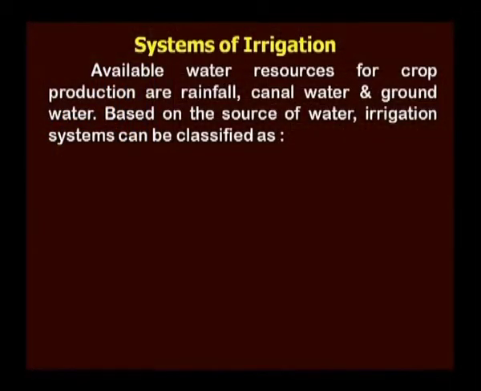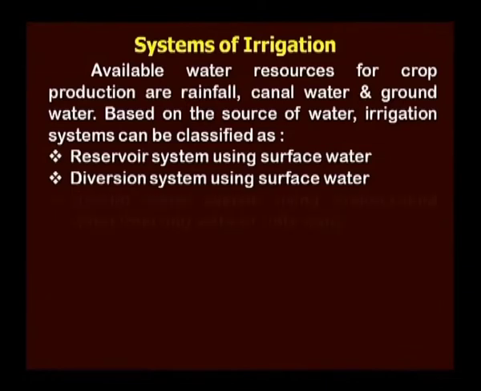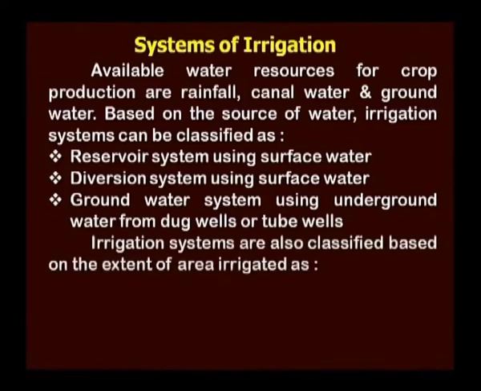System of irrigation. Available water resources for crop production are rainfall, canal water and groundwater. Based on the source of water, irrigation systems can be classified as reservoir system using surface water, diversion system using surface water, and groundwater system using underground water from dug wells or tube wells.